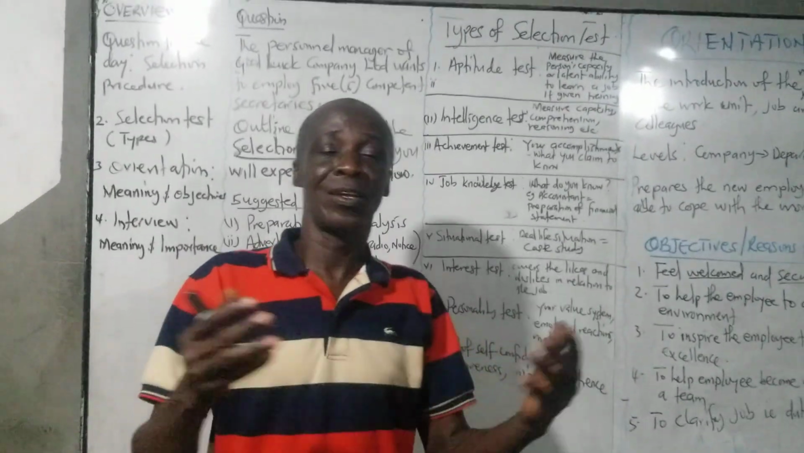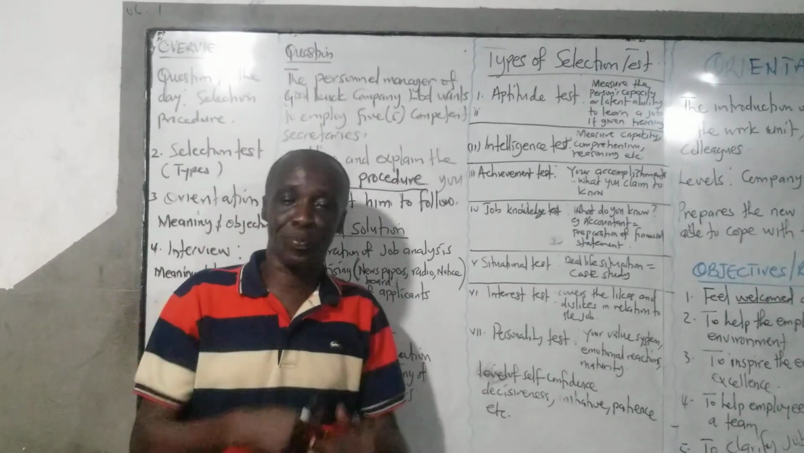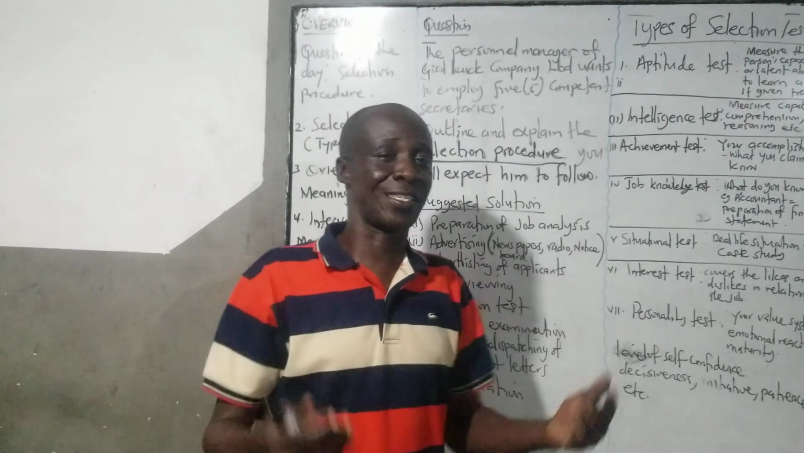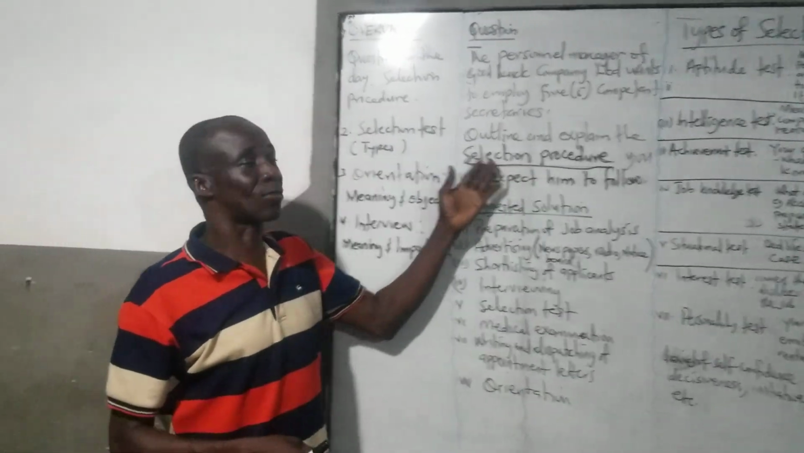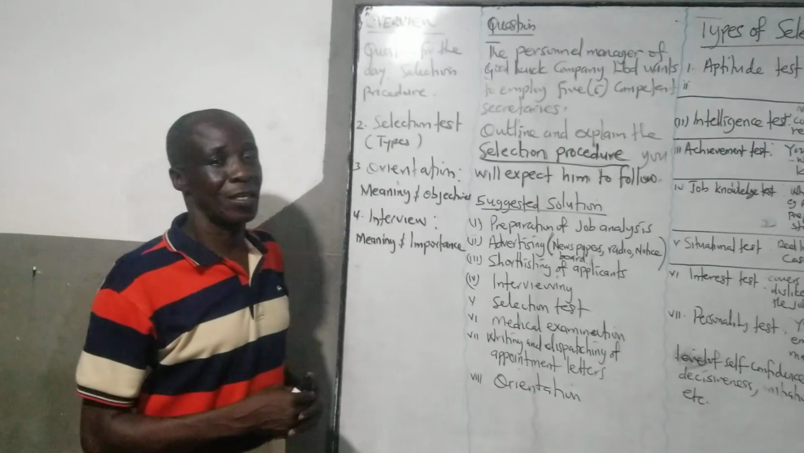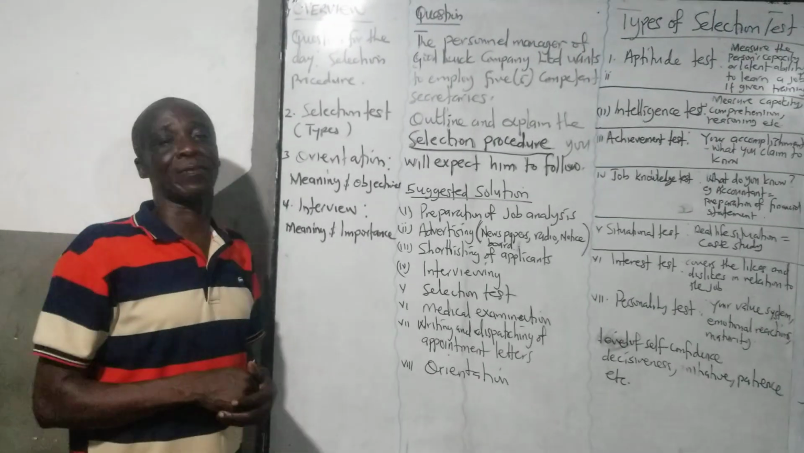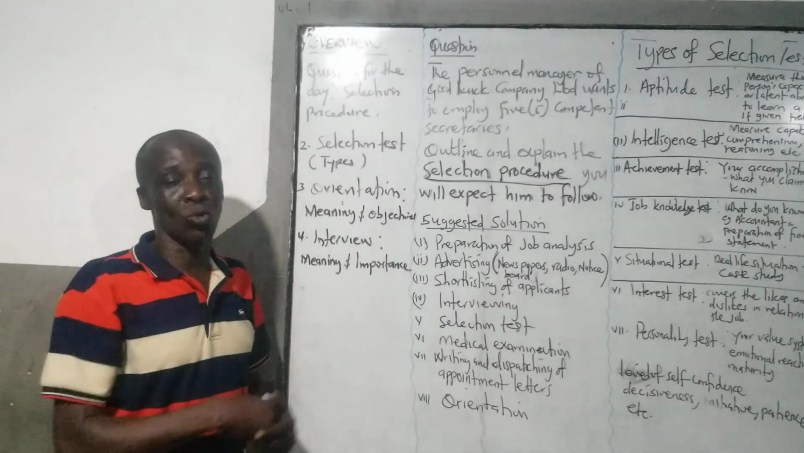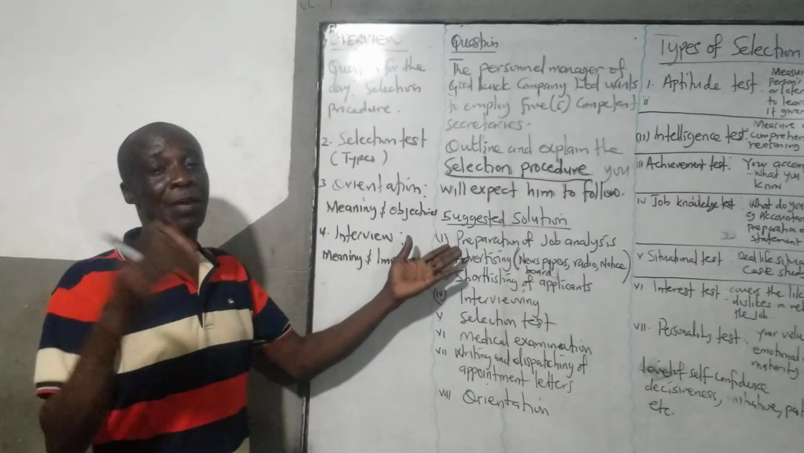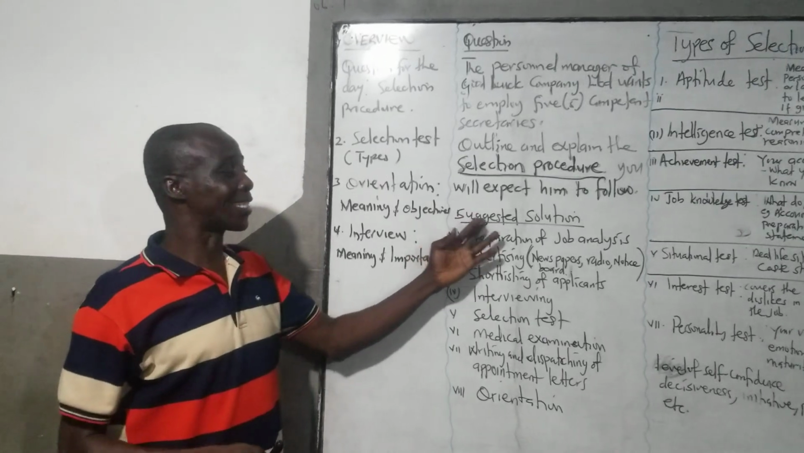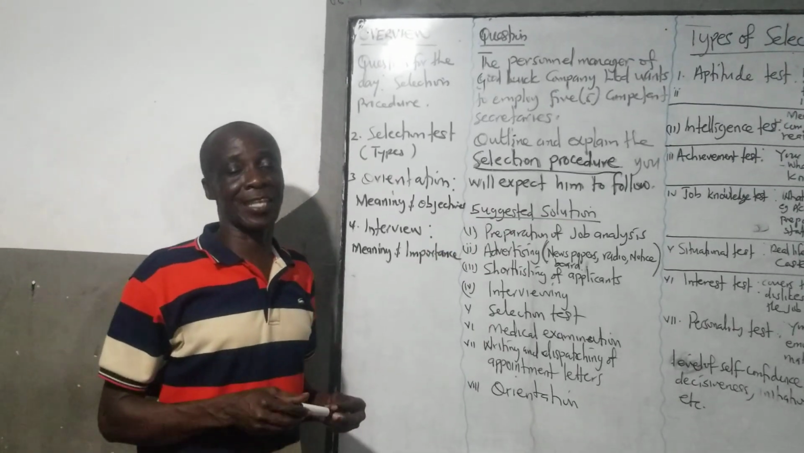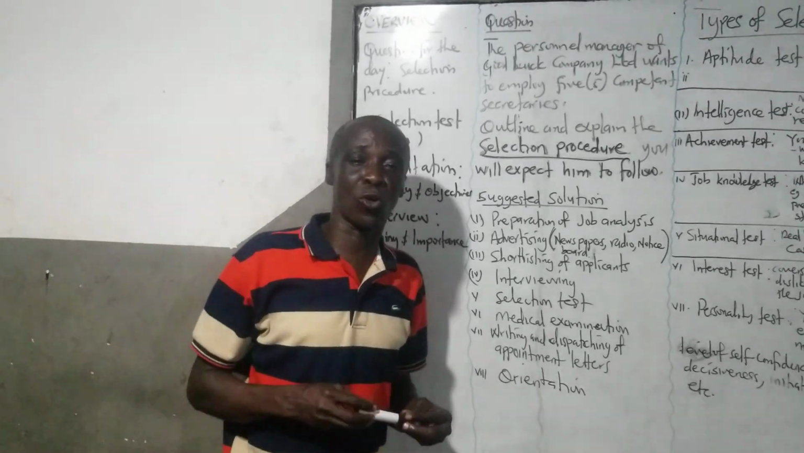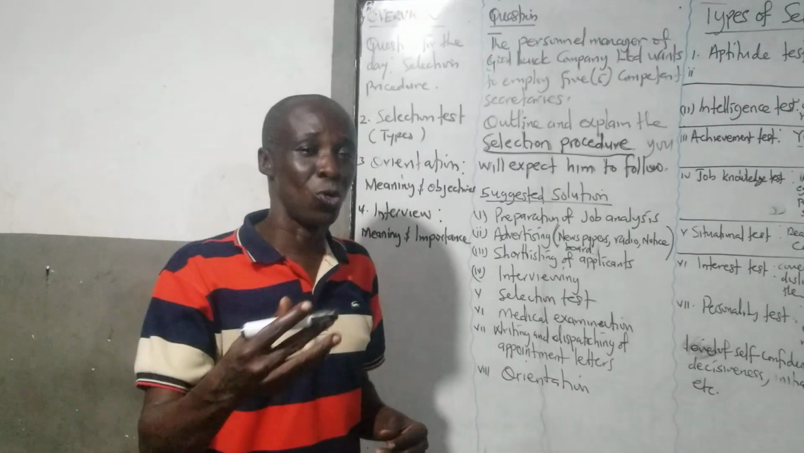We have talked about the recruitment process. We have talked about the difference between recruitment and selection. But if you look at this question, they want to engage 5 competent secretaries. So what should he do? The same thing we did. If you look at the suggested solution, the first thing is that they will have to prepare the job analysis. And you know what will go into it.